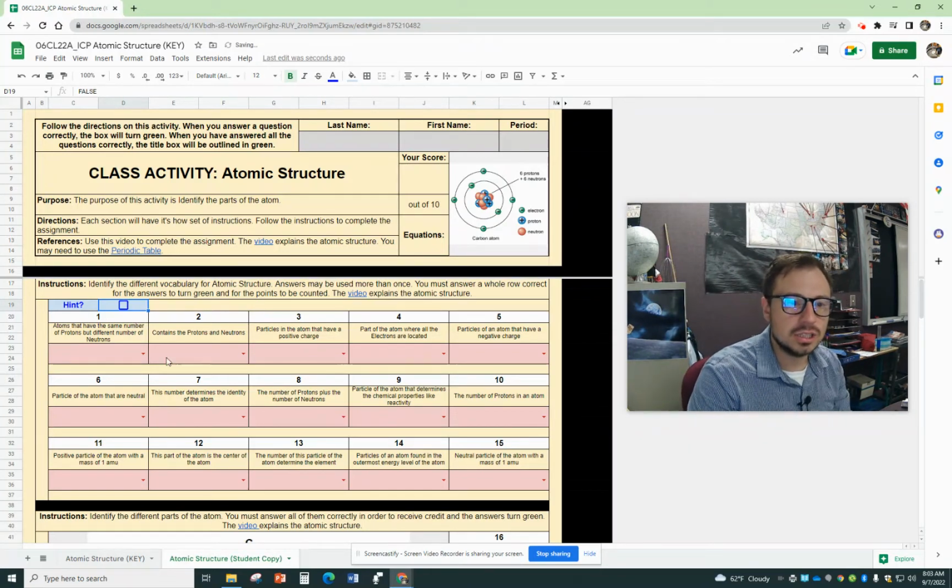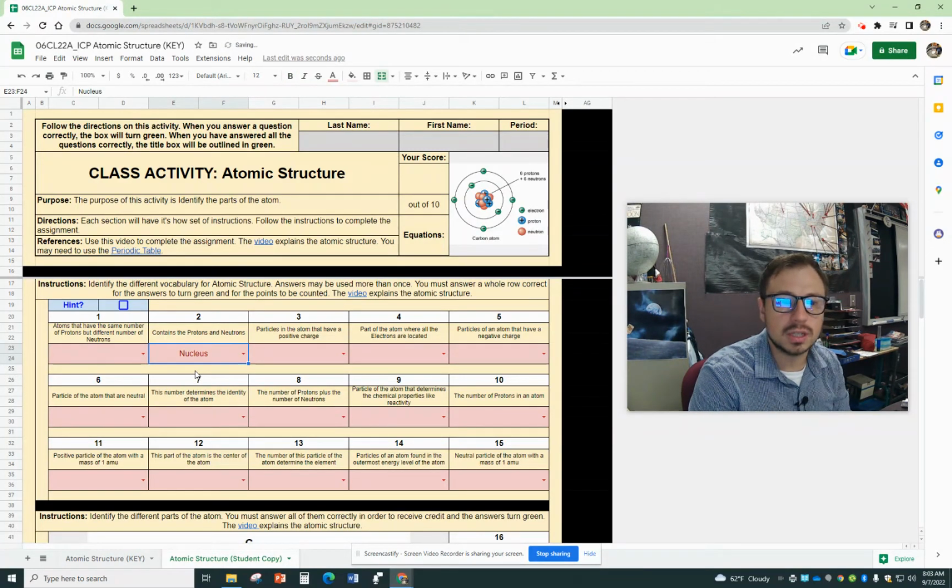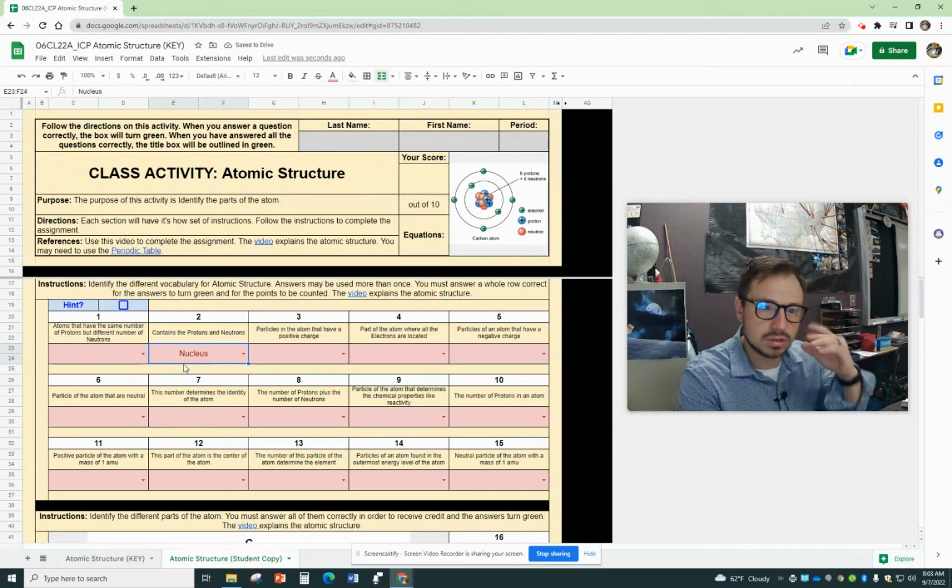But let's just go ahead and do a couple of these. Let's see here. So let's just do number 2, right? So contains the protons and neutrons. Well, there's a drop-down list. That's going to be the nucleus. That's what contains the protons and the neutrons.